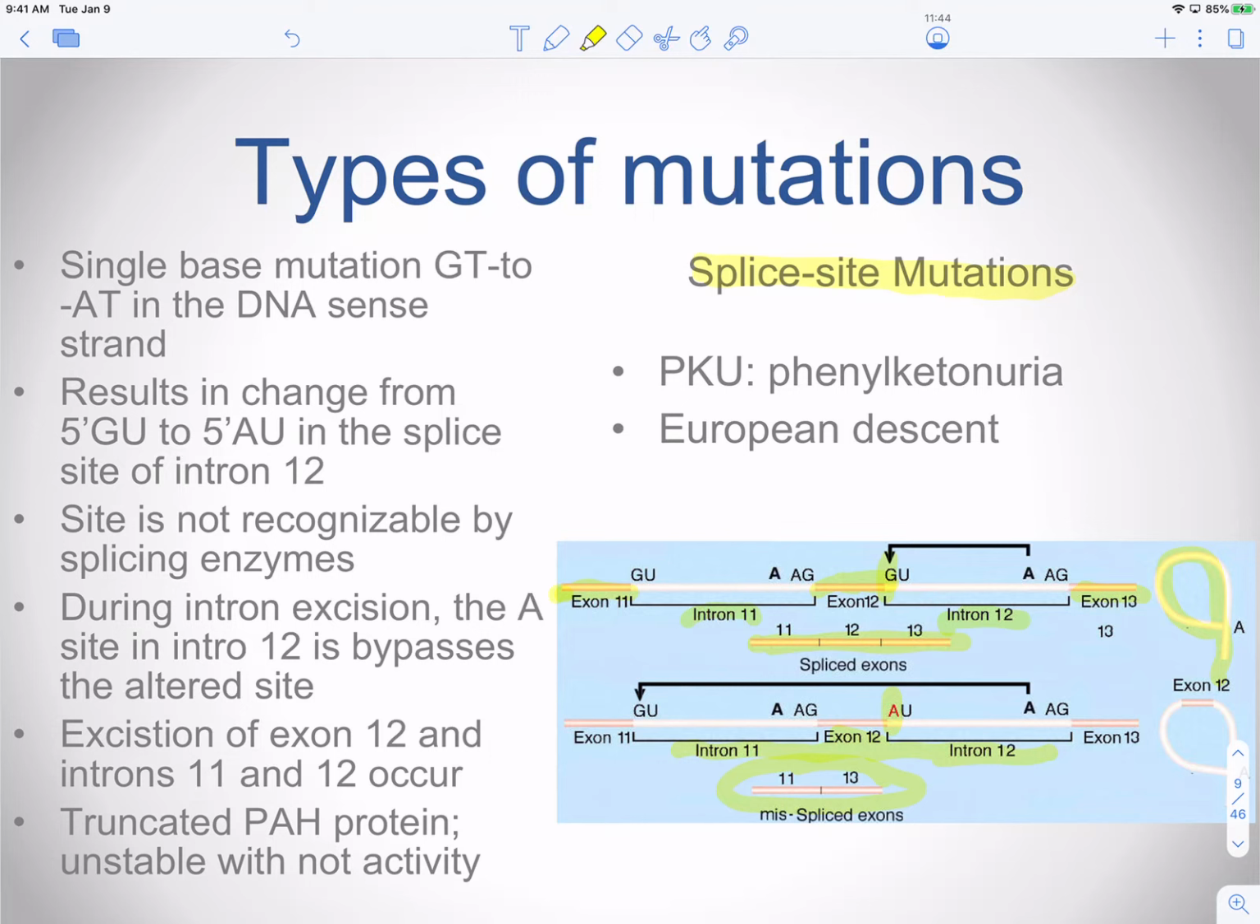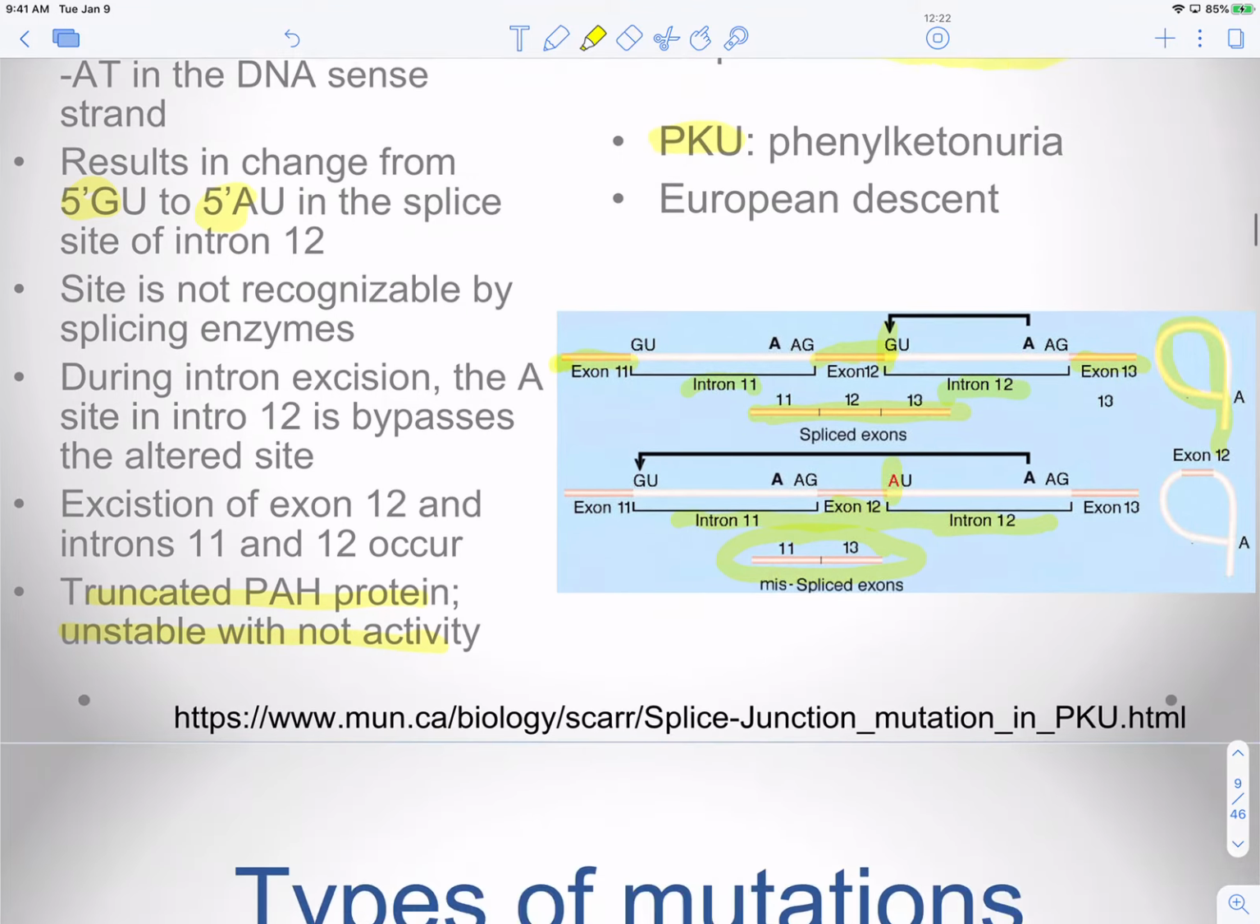And this is something that is seen with PKU, phenylketonuria, and this is going to be prominent in European descent. And basically, it's just that you are changing the sites from that G to that A in the intron 12. And so this is now not going to be recognized by the splicing enzyme, so it's going to be bypassed. And this bypassing allows exon 12 to be lost. And so you get a truncated protein, which is unstable and has no activity.